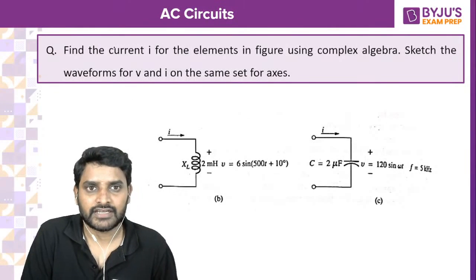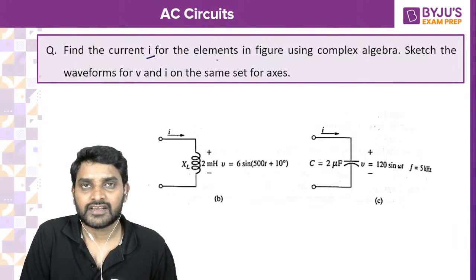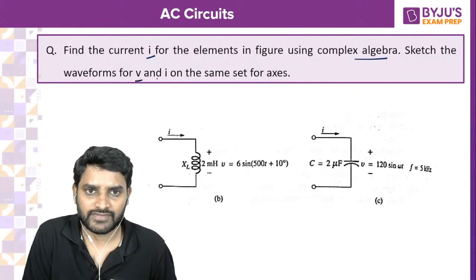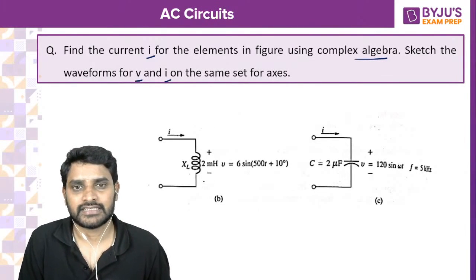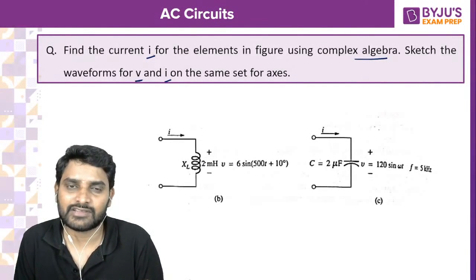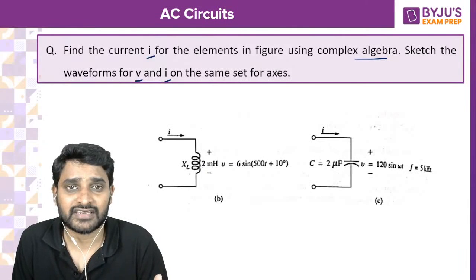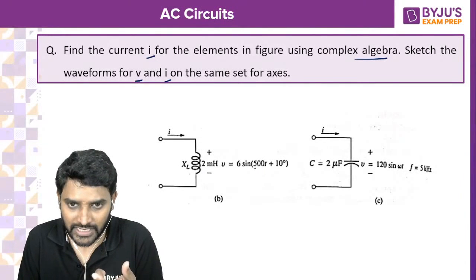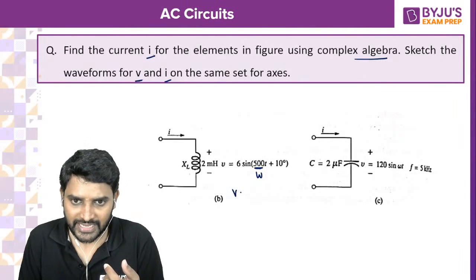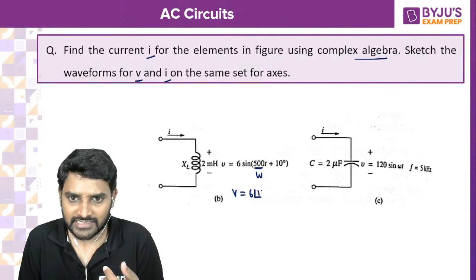You try here. Find the current I for the elements in the figure using complex algebra. Sketch the waveforms V and I. I think you can do it, right? So far we did only this, but here he has given the L value as 2 millihenries instead of giving it in ohms. So we know the frequency omega. V I can write as 6 at an angle 10.